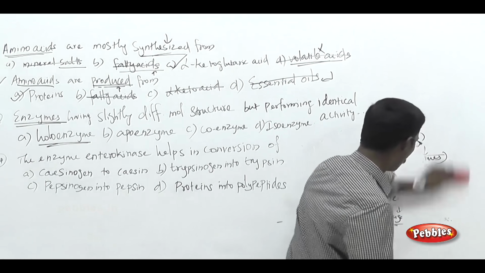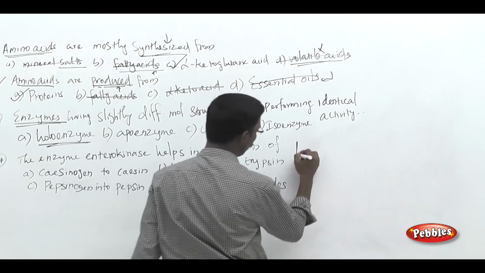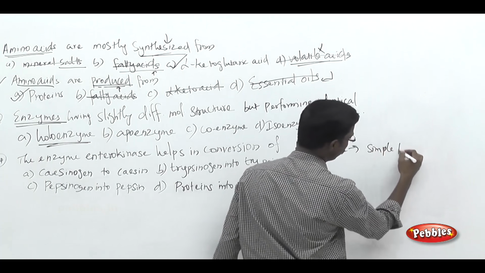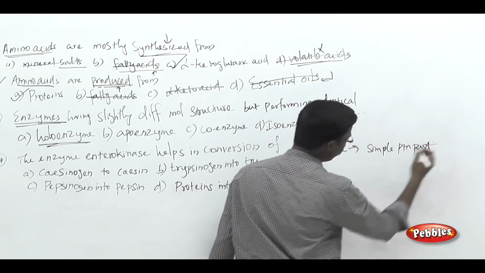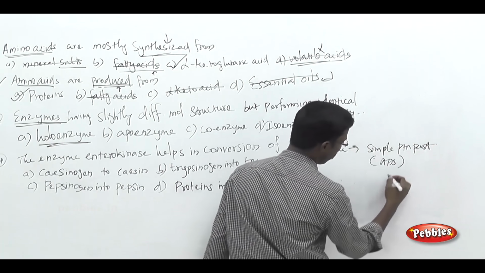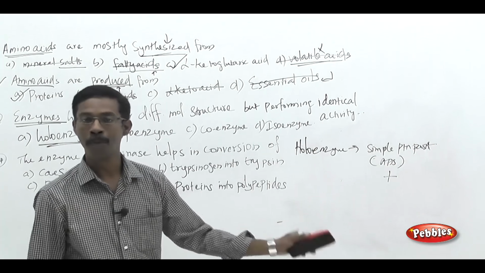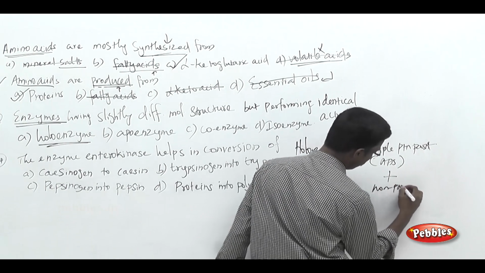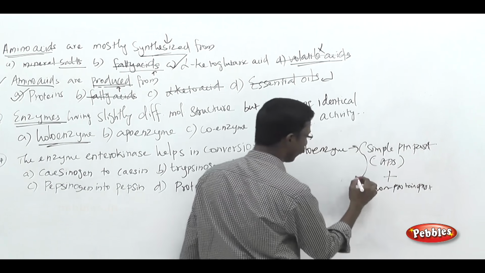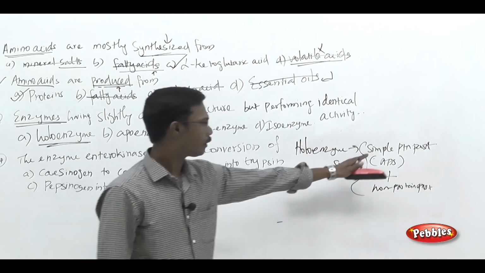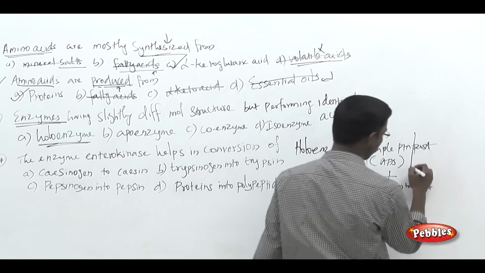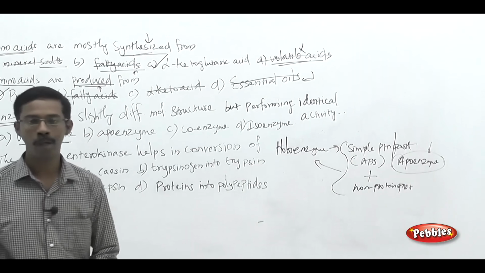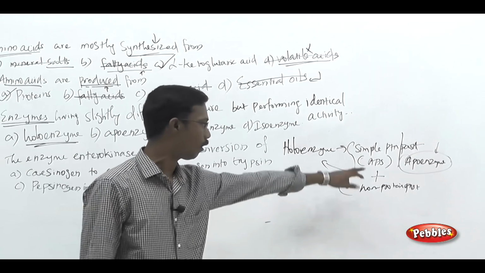Okay, that means we can divide the particular holoenzyme into two sections. One is the simple protein part, that means that is made up of only amino acids. Plus there may be some non-protein part present with the particular enzyme. Together we are calling this structure holoenzyme. This simple protein part, made up of the amino acid part, is called apoenzyme. Okay, so what is apoenzyme? In a holoenzyme, the protein-only part is called the apoenzyme.